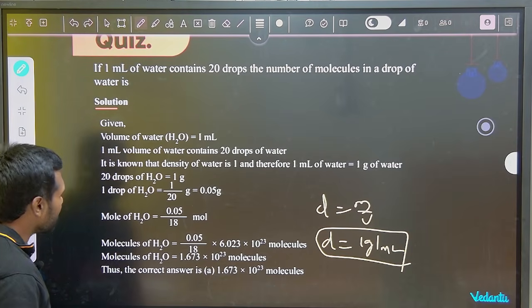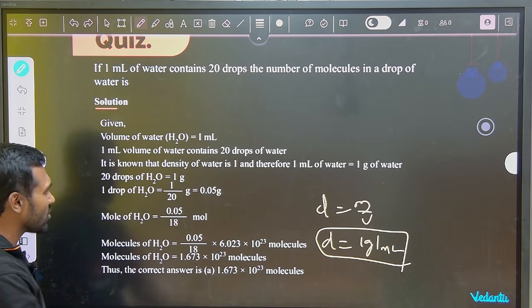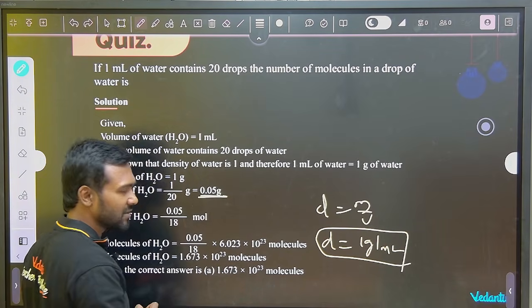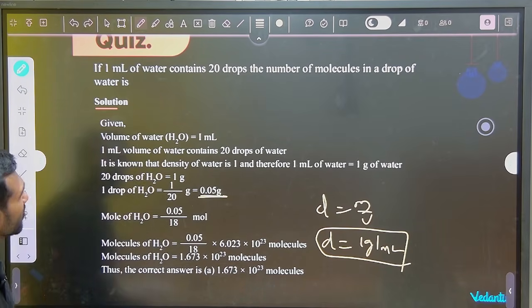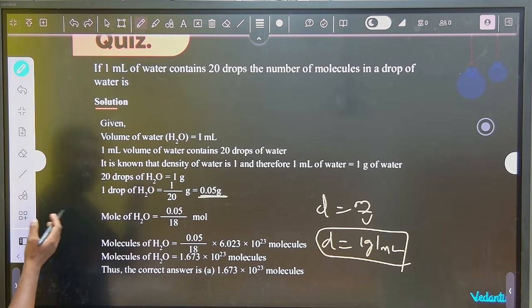In 1 gram there are 20 drops. So 20 drops weigh 1 gram. So how much does 1 drop weigh? That is 0.05 grams. Because we want the number of molecules in a drop of water, 1 drop we want to find out.